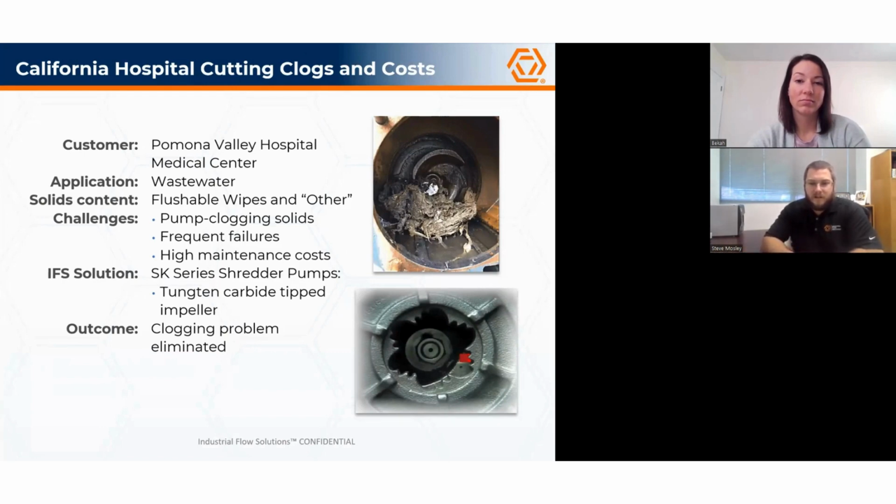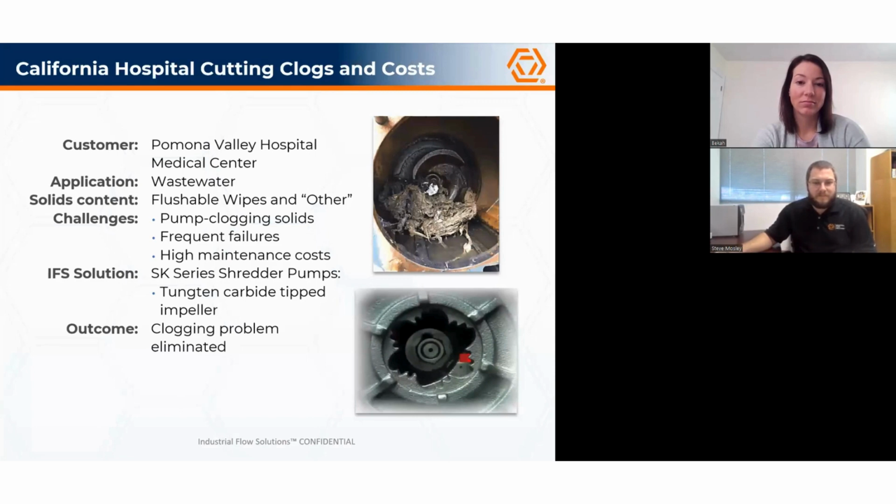The SK series non-clog pumps are engineered to shred waste materials with a tungsten carbide tipped shredder tooth, which rips apart solids against the serrated suction plate. The 360-degree shredding action and non-clog impellers were perfectly suitable for processing disposable wipes, rags, and other solids up to 3.5 inches in size.